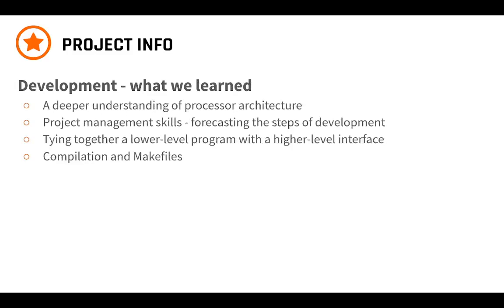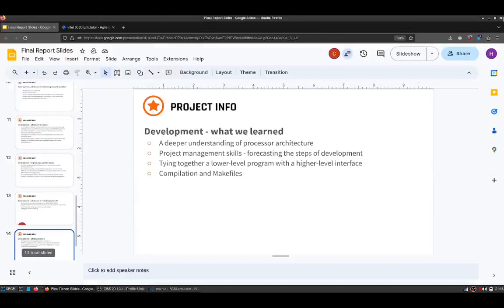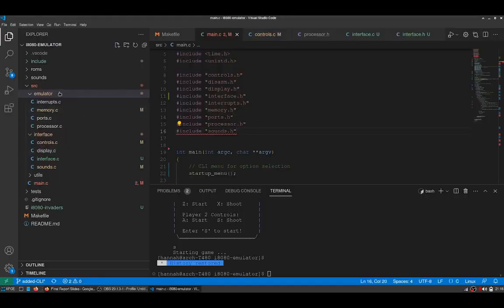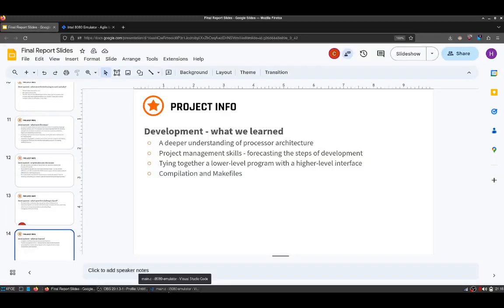These are the lessons we learned. We definitely got a deeper understanding of processor architecture, project management skills, how to tie a lower level program with a higher level interface, and compilation of makefiles. As you can see here, we have multiple modules, and they're basically three layers: the memory, then the processor layer, and then the machine layer on top of it. So that was a skill that we developed.